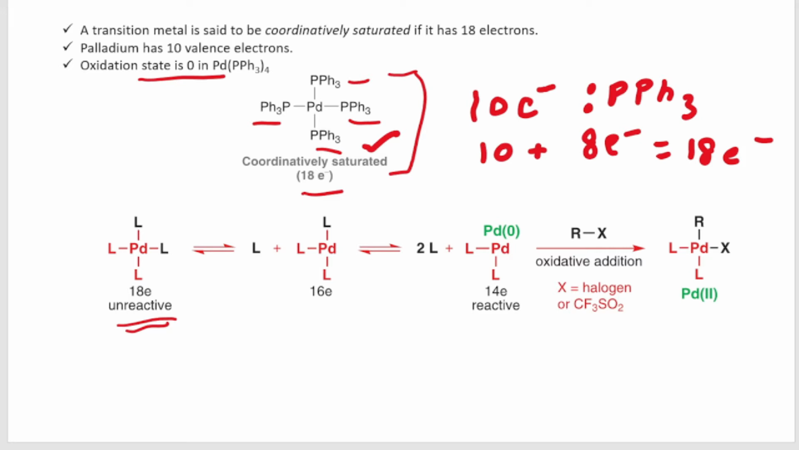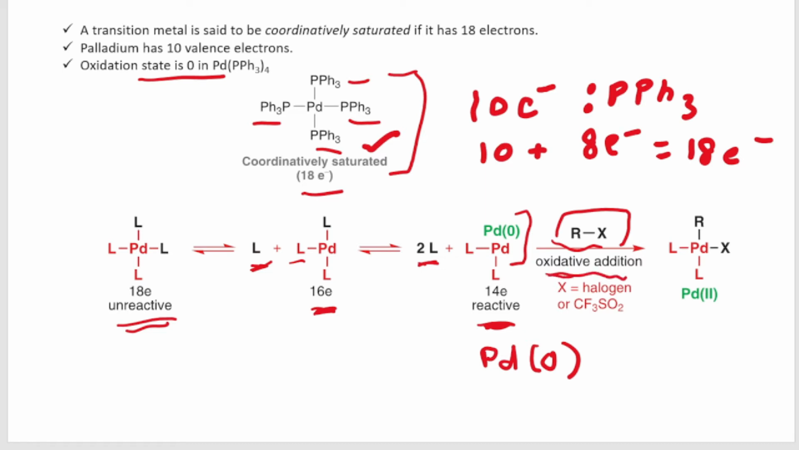When you dissolve this palladium-ligand complex in solvent, the ligands come out. When one ligand comes out, it gives you 16 electron palladium. When 2 ligands come out, it gives you a 14 electron reactive species. In this case, palladium again has oxidation state 0. So this palladium 0 is the reactive species. It will bind with your organohalides, and this process is called oxidative addition reaction. We will study this step in our next reactions, which are the Stille reaction and Suzuki reaction.